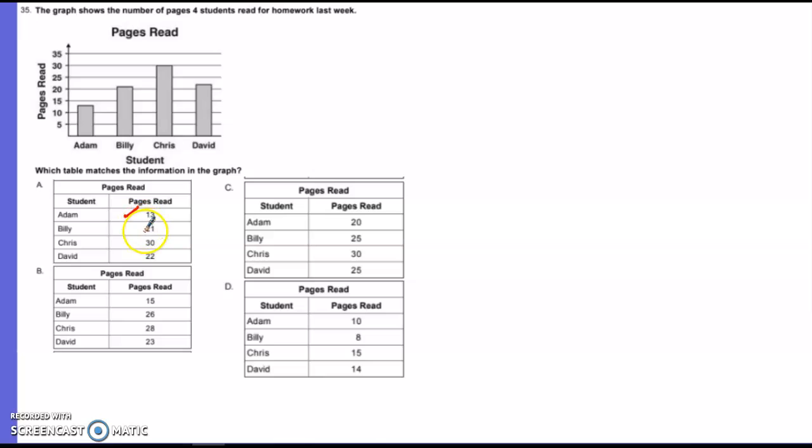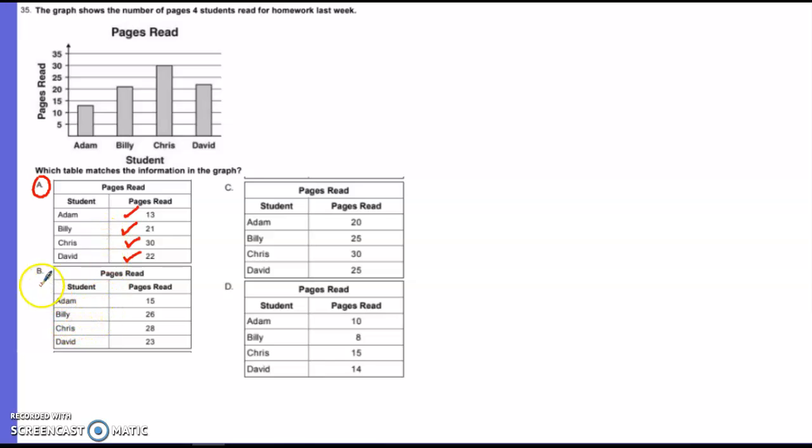Billy, this chart says he read 21. Let's see if it matches. Billy, yep, that is the one that we said we think is 21 because it's just above the 20. So it looks like that matches. Chris, 30. Chris, 30, so that matches. And David, 22. David, yep, his was just a little bit more than the 21, so we said that one was 22. Well, guys, we got lucky again. It looks like A is the right answer, but let's look why the other ones wouldn't be the right answer.